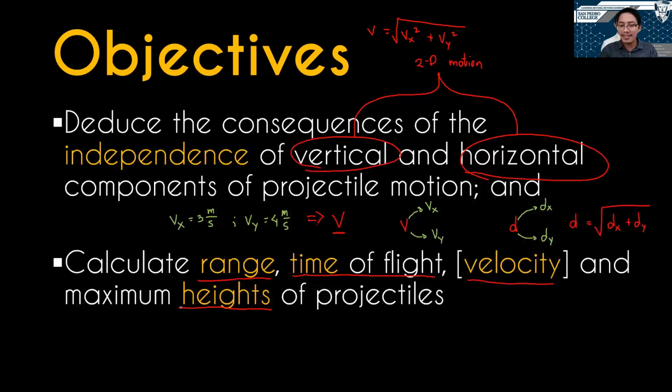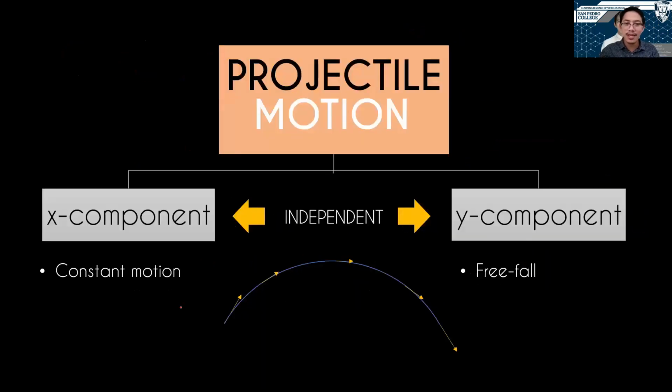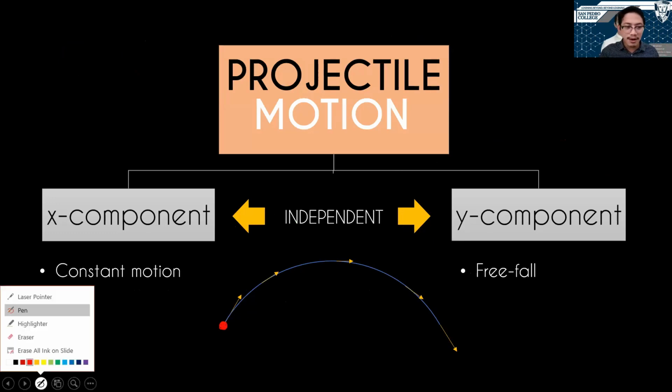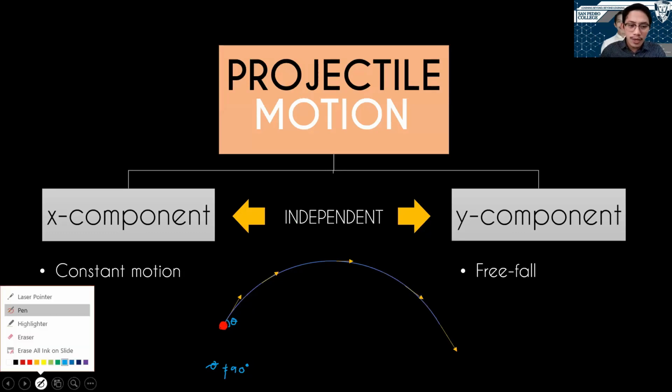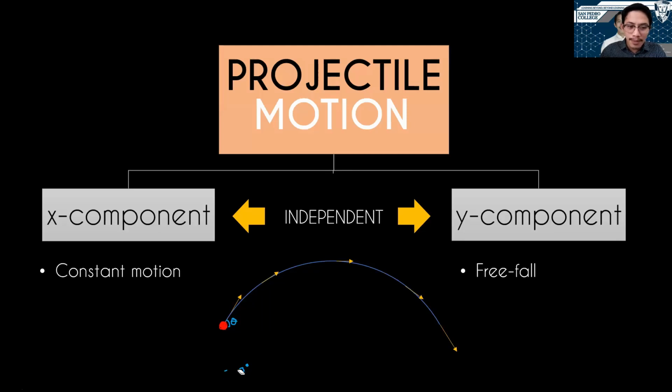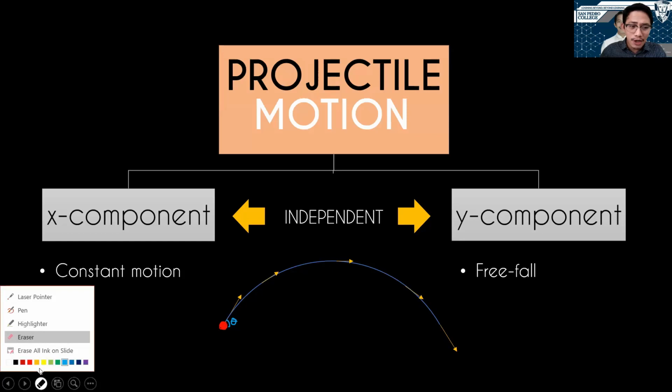Okay, so let us analyze the parabolic path, the trajectory of our projectile motion. For example, we have an object projected into the air at a particular angle theta, with no value given, other than 90 degrees with respect to the horizontal. Because if it is 90 degrees, that is free fall, not projectile motion. So we have a ball projected into the air at an angle other than 90 degrees. What will happen to the ball?